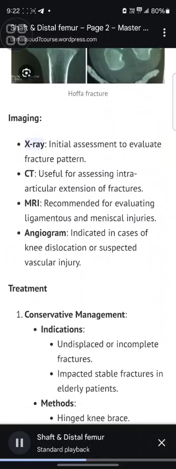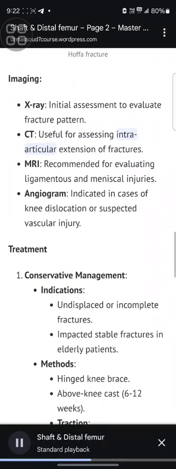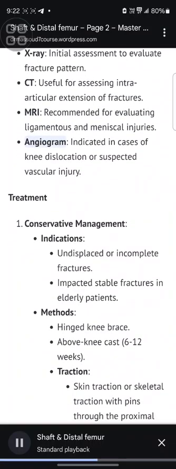Imaging. X-ray. Initial assessment to evaluate fracture pattern. CT. Useful for assessing intra-articular extension of fractures. MRI. Recommended for evaluating ligamentous and meniscal injuries. Angiogram. Indicated in cases of knee dislocation or suspected vascular injury.